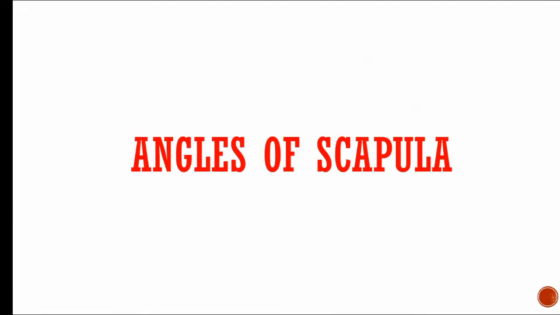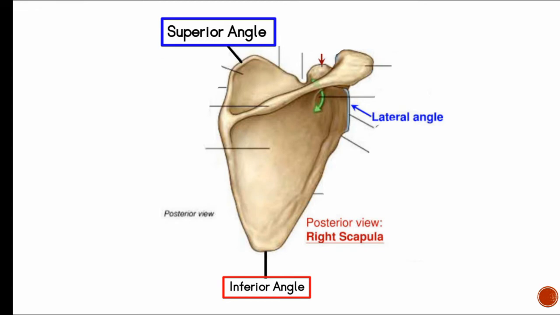Next one is angles of scapula. There are three angles: superior angle, inferior angle and lateral angle. Superior angle is formed by the junction of the superior and vertebral borders. It is thin, smooth and rounded and it is covered by trapezius muscle. Then inferior angle. It is formed by the union of the vertebral and axillary border. It is thick and rough and is covered by latissimus dorsi. The third angle is the lateral angle. It is also known as glenoid angle.